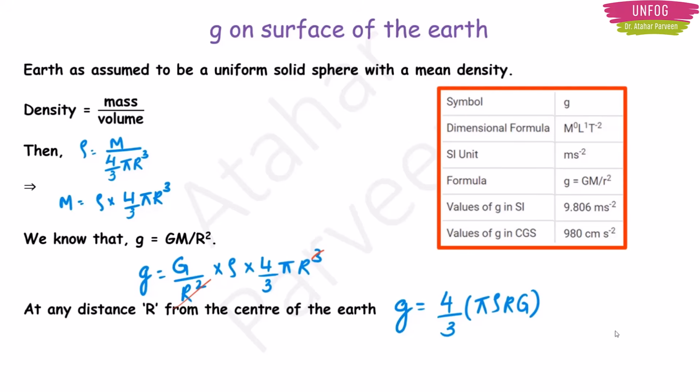Now just a quick recap. Dimensional formula for gravity will be M0 L1 T raised to minus 2 because its unit is meter per second square, right? And then formula is GM upon r square. In SI system its value is 9.8 meter per second square, and in CGS system it is 980 centimeter per second square. So anything can be asked as an MCQ. So we cannot afford to skip things. Okay.